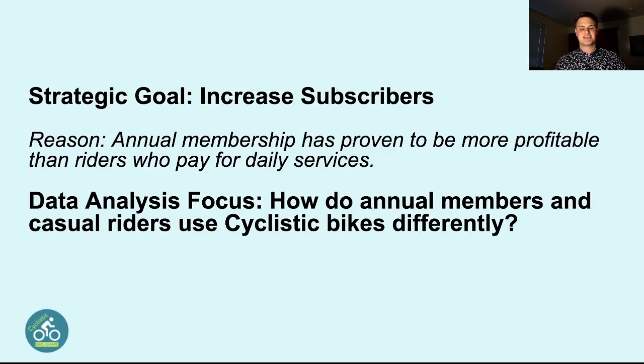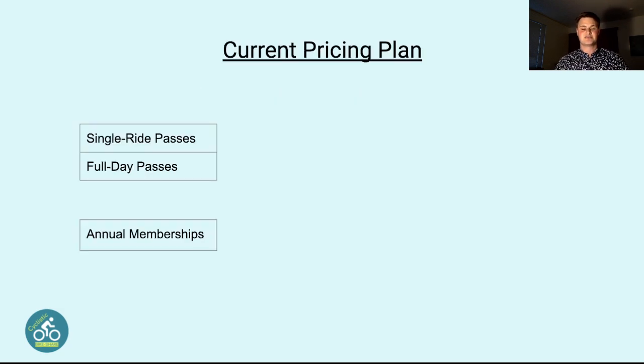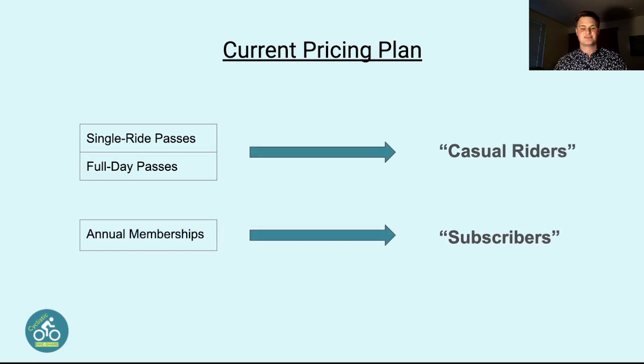So, diving into the case study, the strategic goal for Cyclistic is to increase their subscriber numbers. They have realized that annual membership has proven to be more profitable than riders who pay for daily services. As the data analyst on the team, I've been tasked to figure out how annual members and casual riders use Cyclistic bikes differently and then share business recommendations I have from this analysis. Currently, there are 3 rider types. For our analysis, we will refer to single ride passes and full day passes as casual riders, and we will refer to annual members as subscribers.